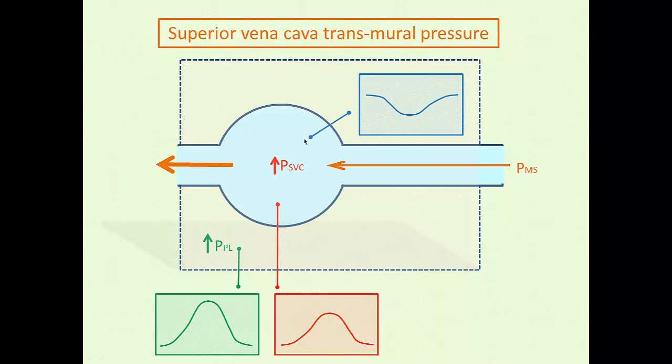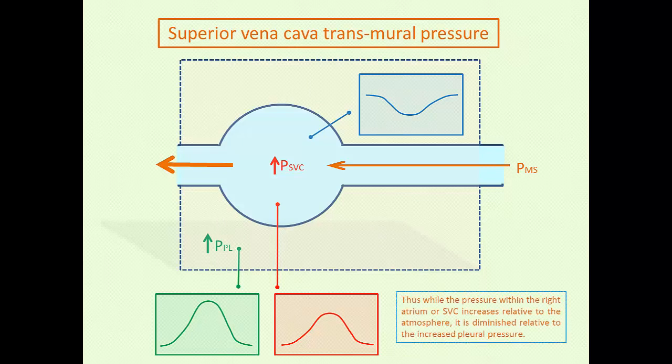So then if you were to measure the pressure in the superior vena cava relative to the pleural pressure, the superior vena cava pressure would actually be going down relative to the pleural pressure, and that would facilitate collapse of the SVC during a mechanical breath. So while the pressure within the right atrium or the superior vena cava does increase relative to atmosphere, it is diminished relative to the increased pleural pressure, and that leads to collapse.